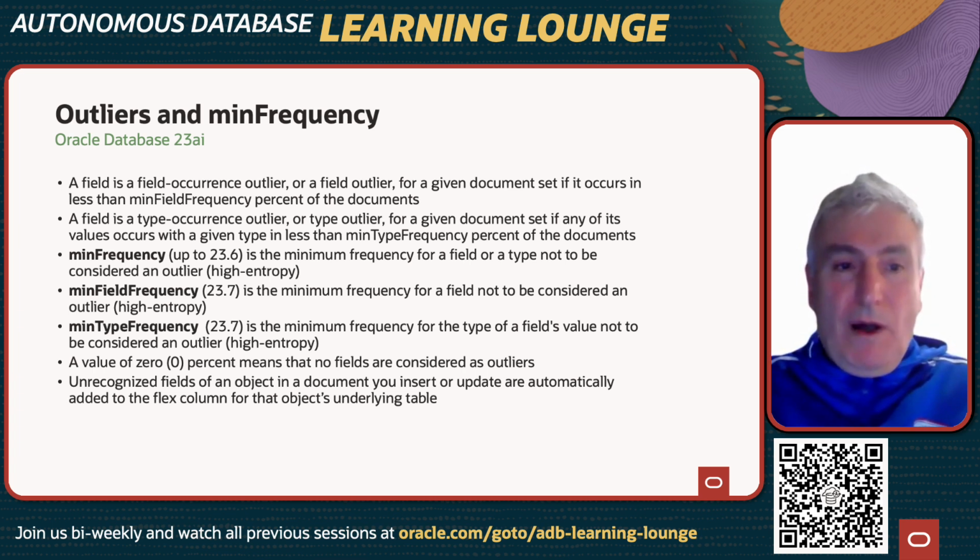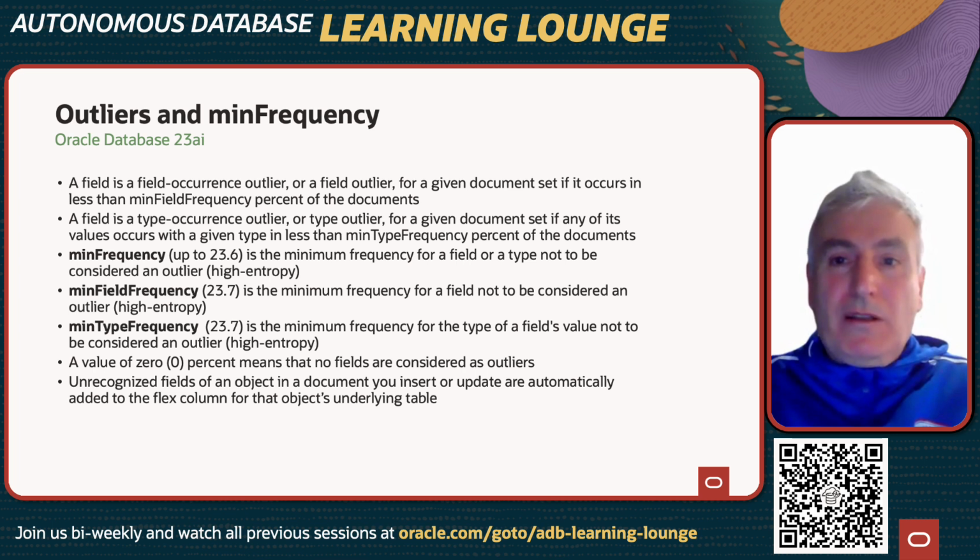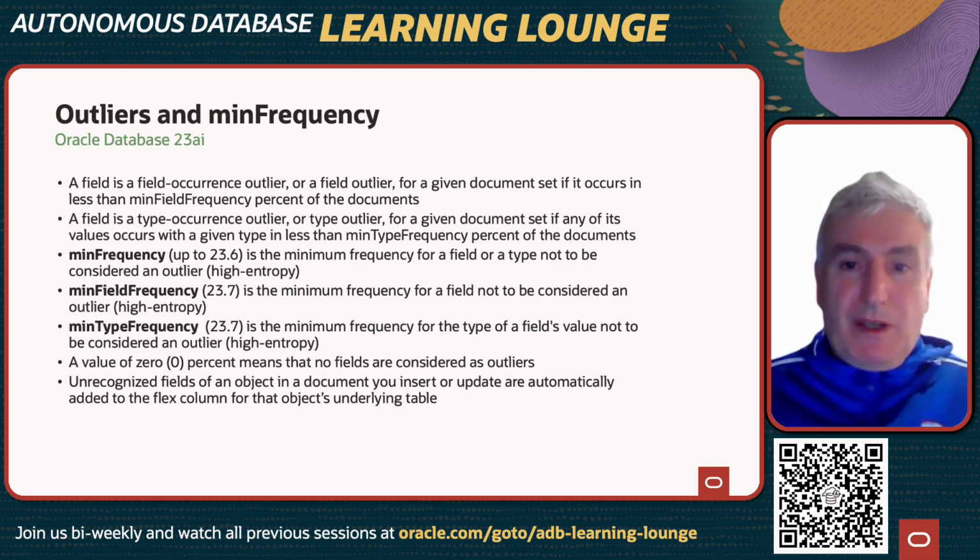Those ones who are outliers, or, explained in simple words, exist only in a few of the documents, will be dumped or placed as flex columns in the relational tables. But of course, once we create the JSON duality views, they'll be part of the JSON duality views because they are part of the original collections. So this is about fields, frequency of fields.